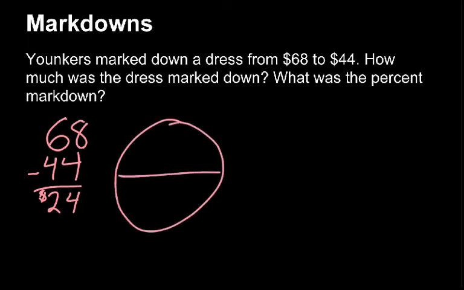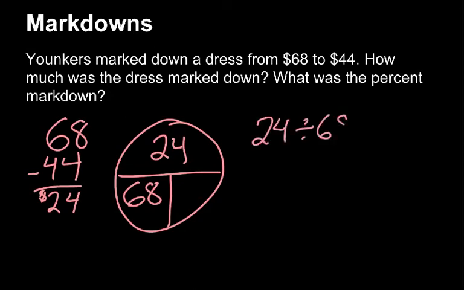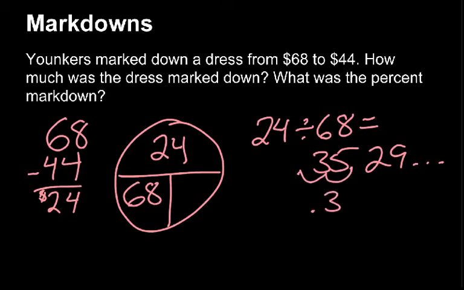Meaning that if I go to my PBR circle, I know that the dollar amount markdown was $24 on a dress that was originally 68 bucks. If I do that division, 24 divided by 68, I end up with a not so pretty decimal, but we're going to round it. It gives us 0.3529, on and on and on. We're going to round it to 0.35, or 35%. So a 35% markdown.